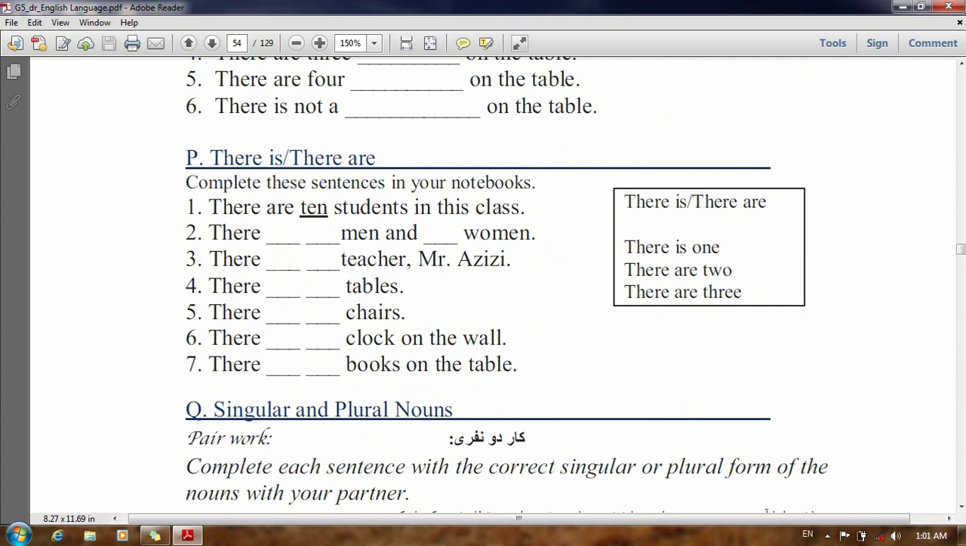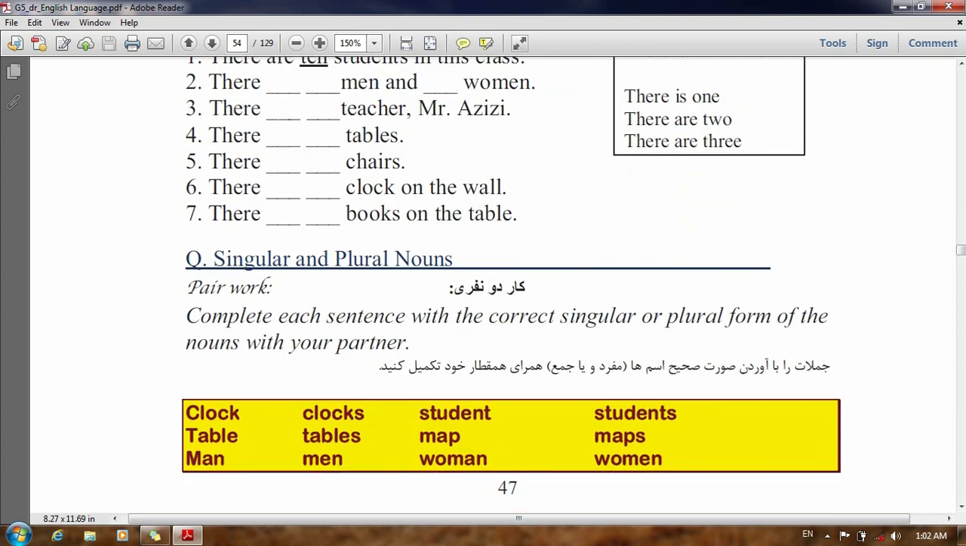There are 10 students in this class. There are 5 men and 5 women. There is a teacher, Mr. Azizi. There are 4 tables. There are 11 chairs. There is a clock on the wall. There are 2 books on the table.